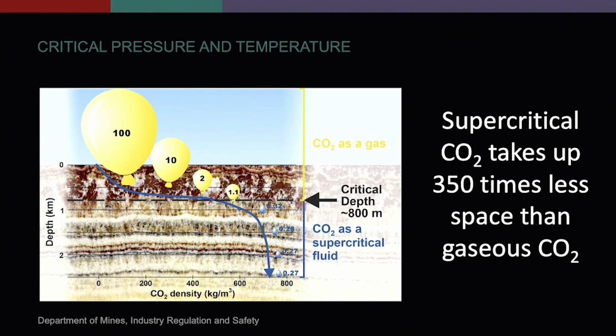Critical pressure and temperature are important as sequestration targets are the formations where CO2 can be stored as a supercritical fluid. Supercritical fluids have properties of liquids and gases. They expand to fill all available space, just like a gas, but they have densities like liquids, which just means they take up a whole lot less room.